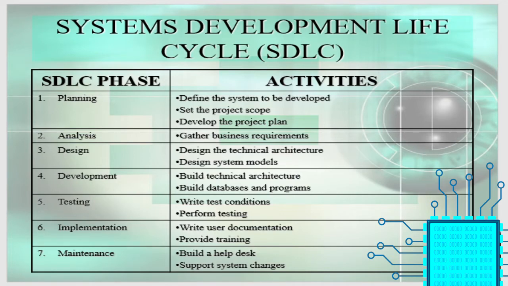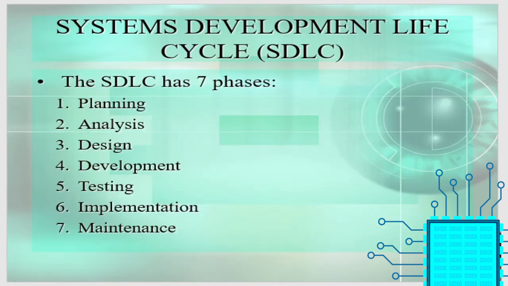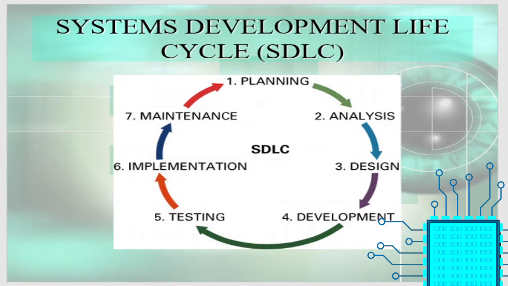Implementation. In this phase, activities like writing user manuals or user documentation and proper training of the employees take place. Maintenance. Build a help desk or support system and make changes to keep the system maintained. System development lifecycle. The 7 phases are planning, analysis, design, development, testing, implementation, and maintenance. These are the connected activities.